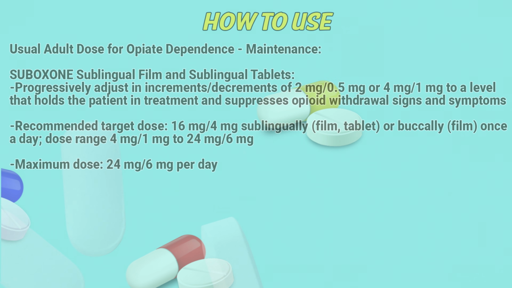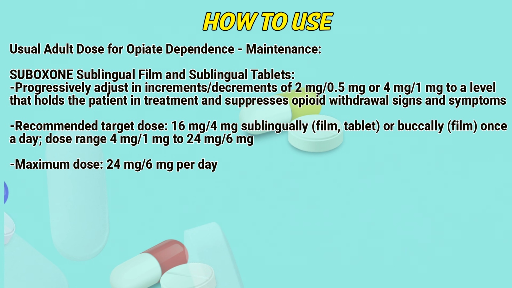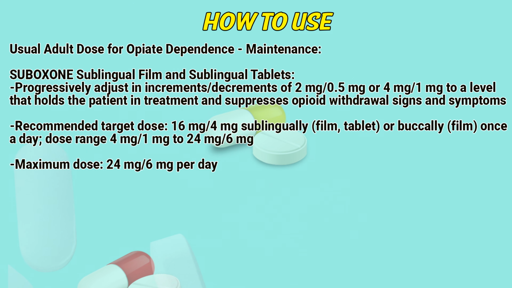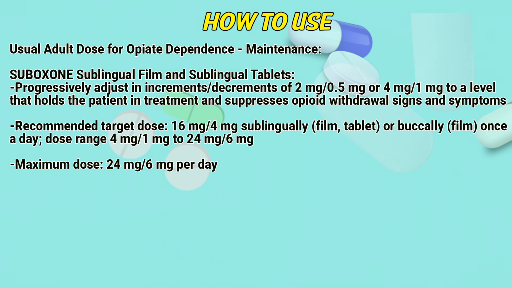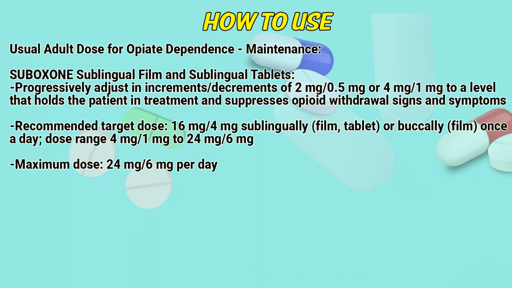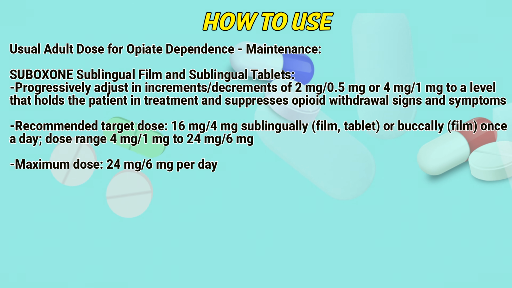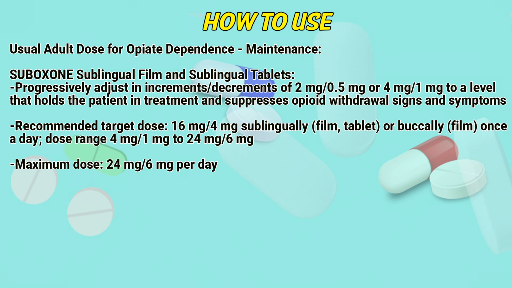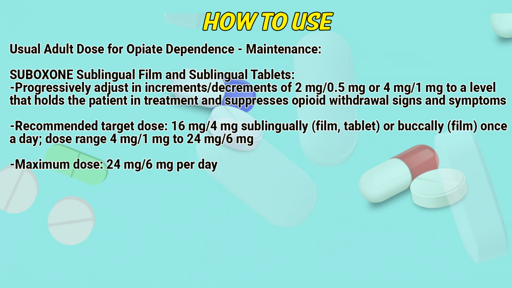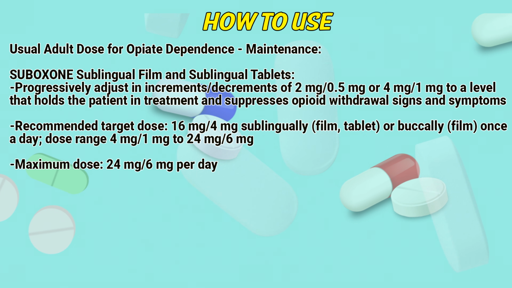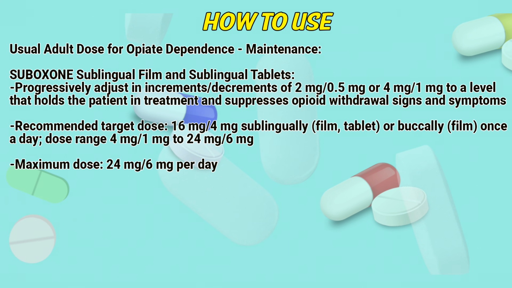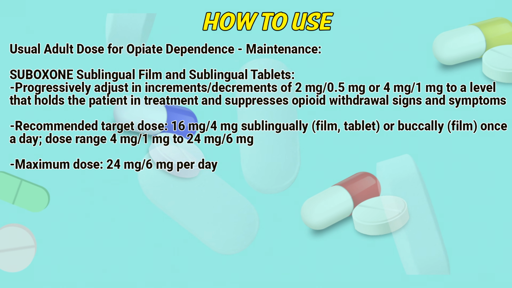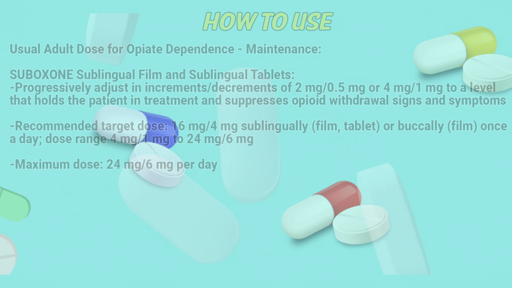Usual adult dose for opiate dependence, maintenance. Suboxone sublingual film and sublingual tablets. Progressively adjust in decrements of 2 mg/0.5 mg or 4 mg/1 mg to a level that holds the patient in treatment and suppresses opioid withdrawal signs and symptoms. Recommended target dose 16 mg/4 mg sublingually film tablet or buccally film once a day. Dose range 4 mg/1 mg to 24 mg/6 mg. Maximum dose 24 mg/6 mg per day.